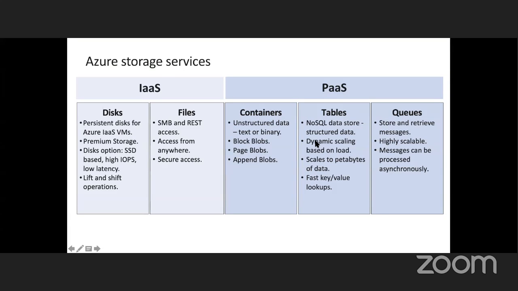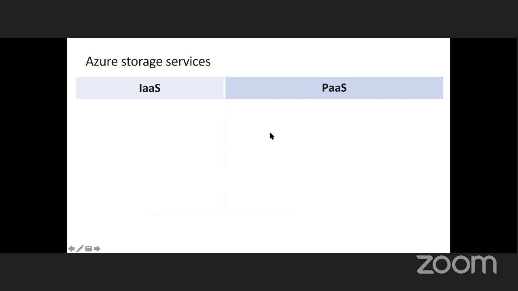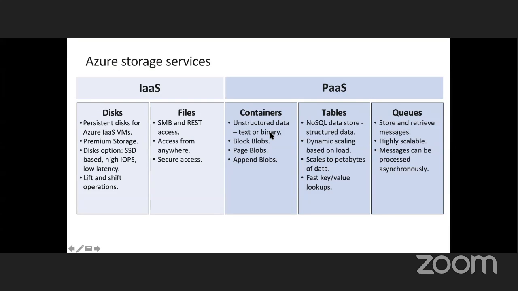PaaS, we have containers, tables, and queues. Containers: unstructured data, text or binary. Blobs: block blobs, page blobs, append blobs. Tables, we have a NoSQL data store, structured data. Dynamic scaling based on load. That's the scale sets. Scales to petabytes of data. Fast key-value lookups. Queues, we have store and retrieve messages, highly scalable. Messages can be processed asynchronously.